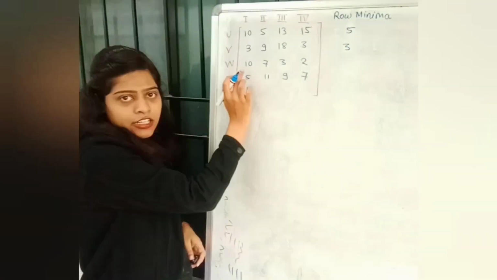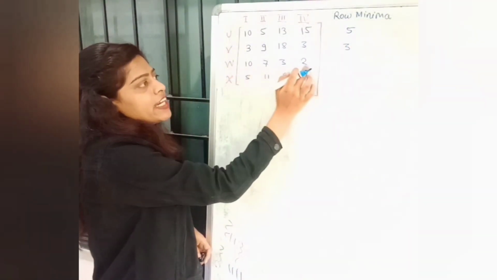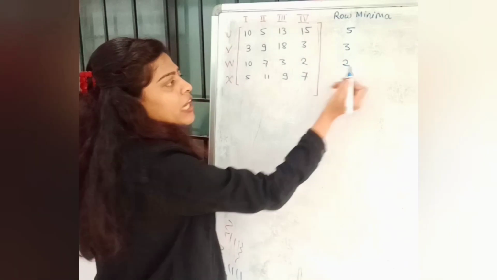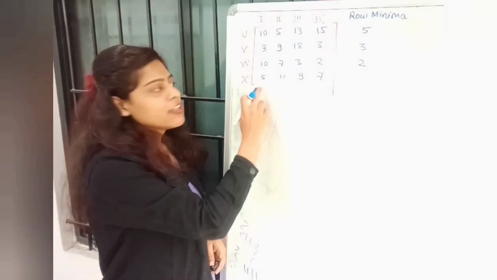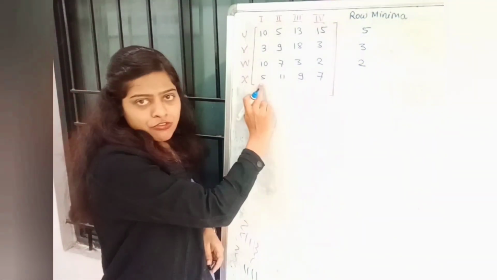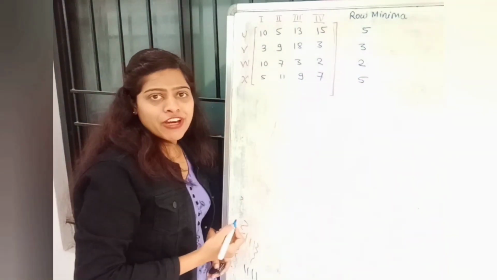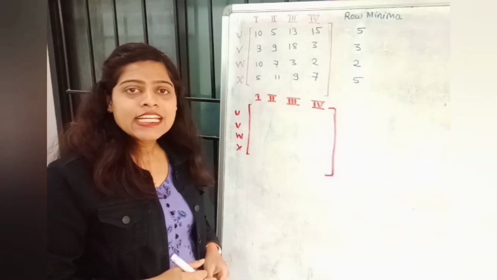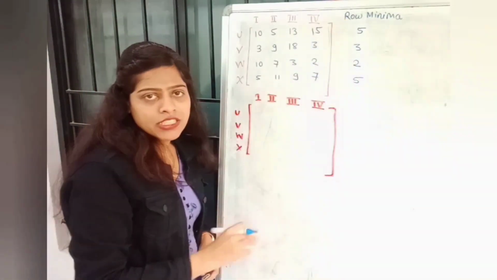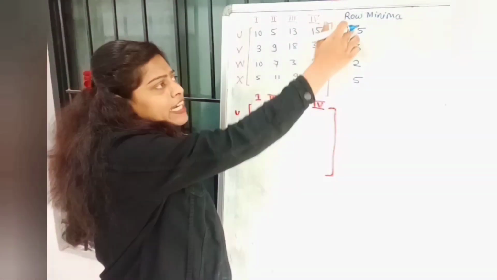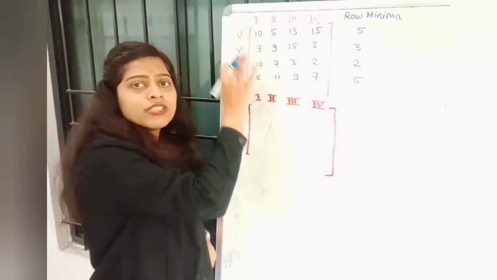Similarly the third row contains 10, 7, 3 and 2. So the least element is 2. And finally look at the last row, that is 5, 11, 9, 7. So 5 is the least element. Therefore the row minima of the last row is 5. Now we have got the least elements from each and every row. Now step 2 is to subtract these least elements from each row separately.